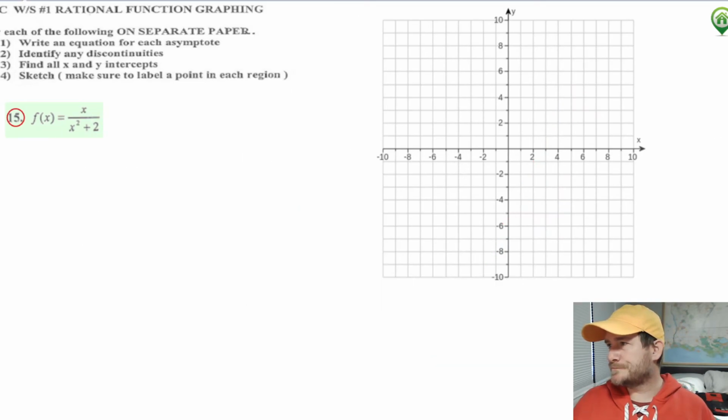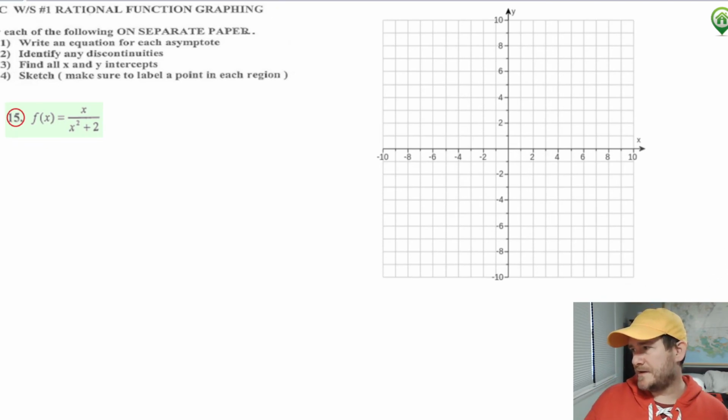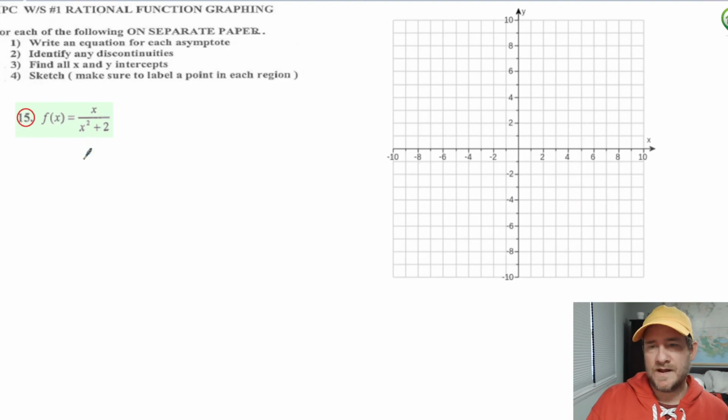Moving on. Okay, 15. Ugh. This feels really anticlimactic, but 15 is going to be a lot like 12 and 13 because we've got another denominator that has no zeros. So I guess this will probably be another line with a bump in it.